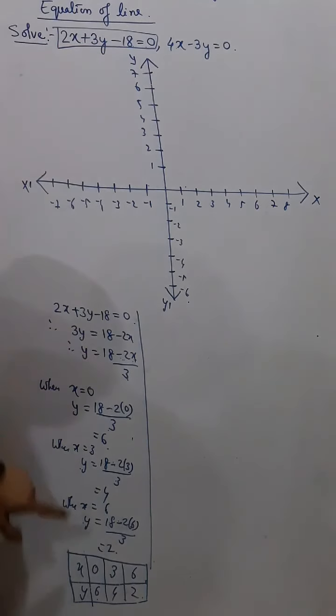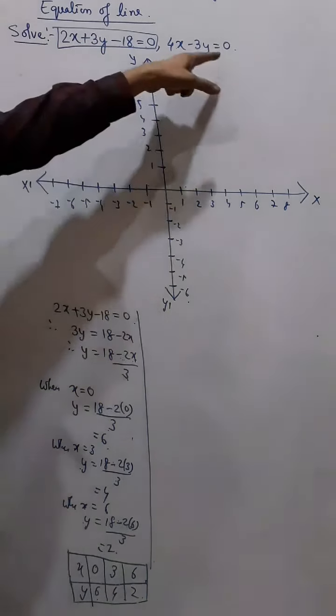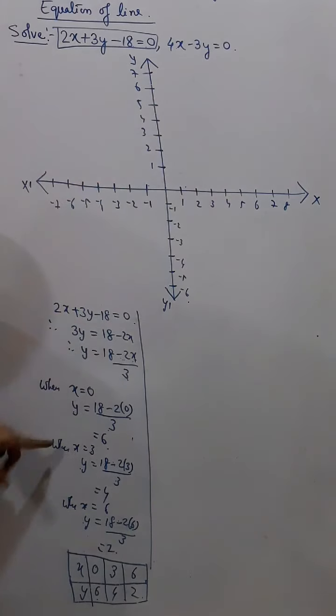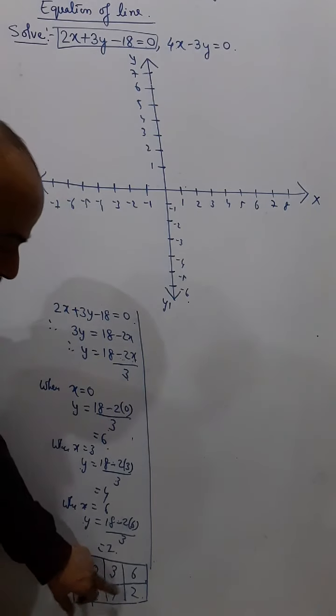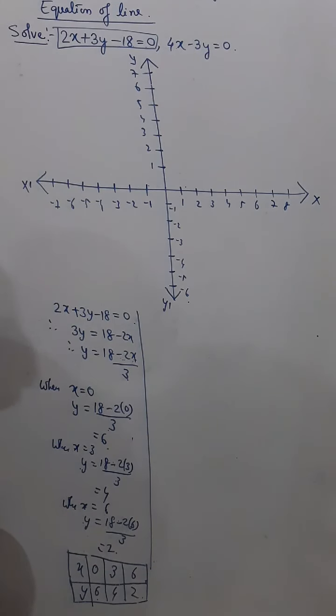With these 3 points, when we plot, we'll get a straight line. Always we'll get a straight line. If you are not getting a straight line, that means you have made some mistakes in these values. So please check it.